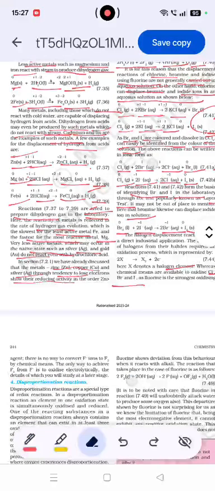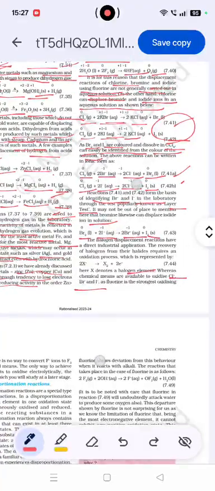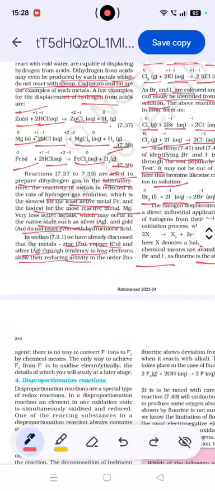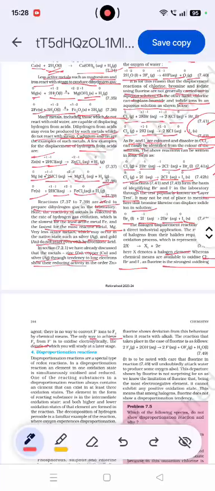See, now we have found that fluorine is the strong oxidizing agent. So there is no way to convert fluoride ion into fluorine by chemical means. We cannot separate fluoride ion. We cannot convert fluoride ion into fluorine molecule. The only way to achieve fluorine from fluoride ion is to oxidize electrolytically.